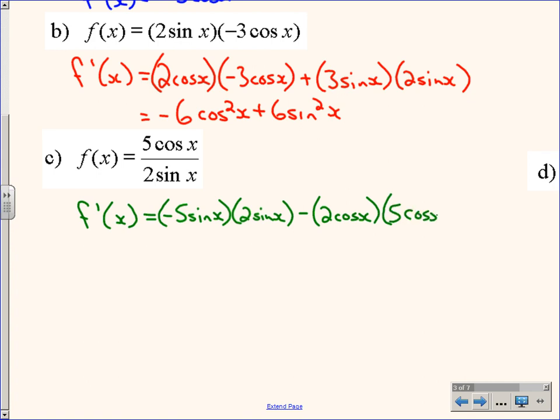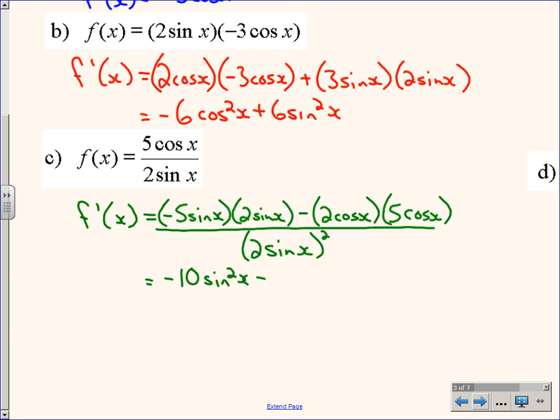5 cos x, all over the denominator squared. Oops. Which would be 2 sine x all squared. And I'm going to try simplifying that a little bit. I do want you to remind yourself of some of the things that we can do as we simplify. So this will give us a minus 10 sine squared x and a minus 10 cos squared x.